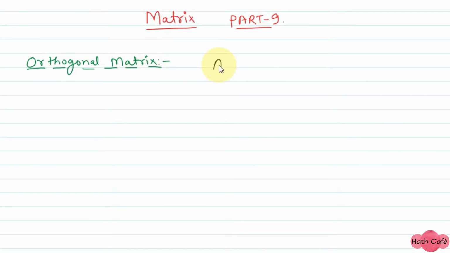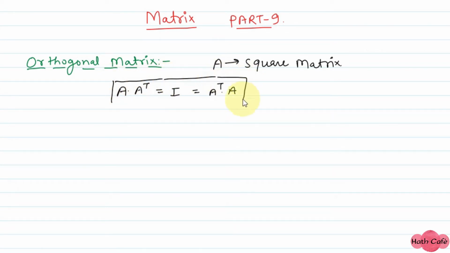Let's say A is a square matrix, and it satisfies the condition A multiplied by A transpose is equal to I, or A transpose multiplied by A. So if A transpose multiplied by A or A multiplied by A transpose is equal to I, then we will say that this matrix A is called an orthogonal matrix.